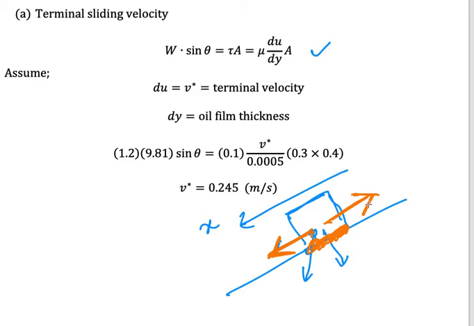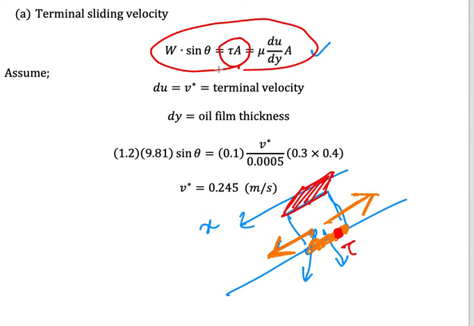The idea of this one is, as I said last time, we have a shear stress here, tau, and then we multiply it by the whole area of the oil. So we have tau A here. That's why we could write this equation: W, the weight, sine theta, to get only the x component, is equal to tau A.